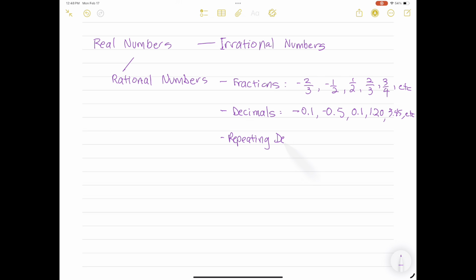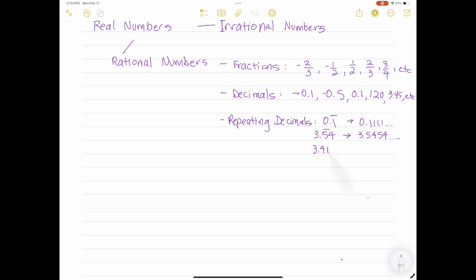Repeating decimals such as 0.1 with a bar over it, which would be 0.111, repeating; 3.54 with a bar over it, which would be 3.5454, repeating; and 3.415 with the bar over the 15, so it would repeat as 3.41515 to infinity. We will discuss these numbers in greater detail in future lessons, so don't worry too much if you don't understand these numbers right now.